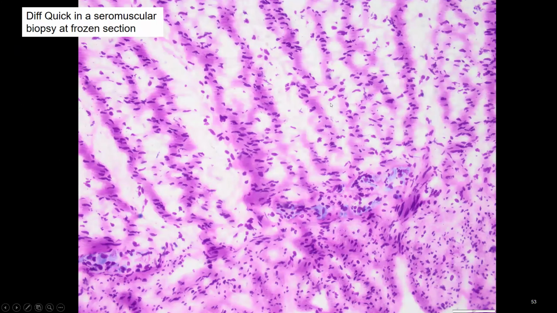You can see that this is a frozen section with a lot of artifact. I will tell you that these are the 2 layers of muscle, and here is the slip of where you should see ganglion cells, and easy to identify.